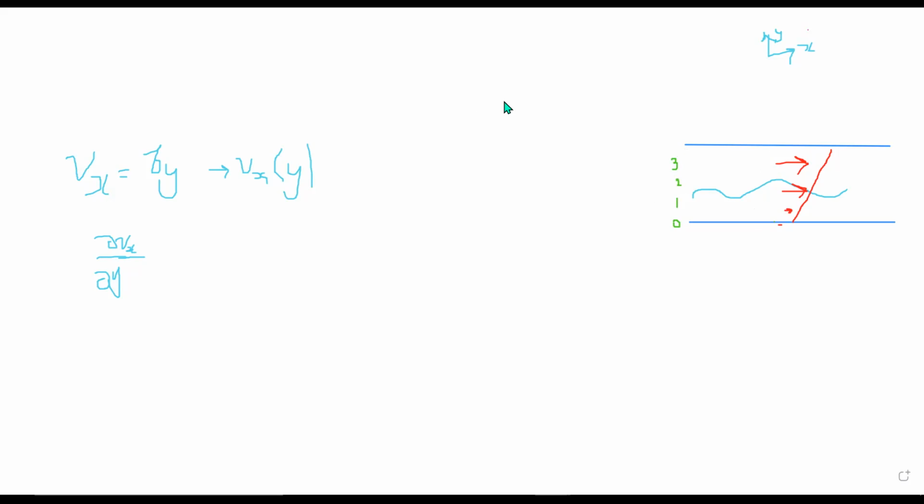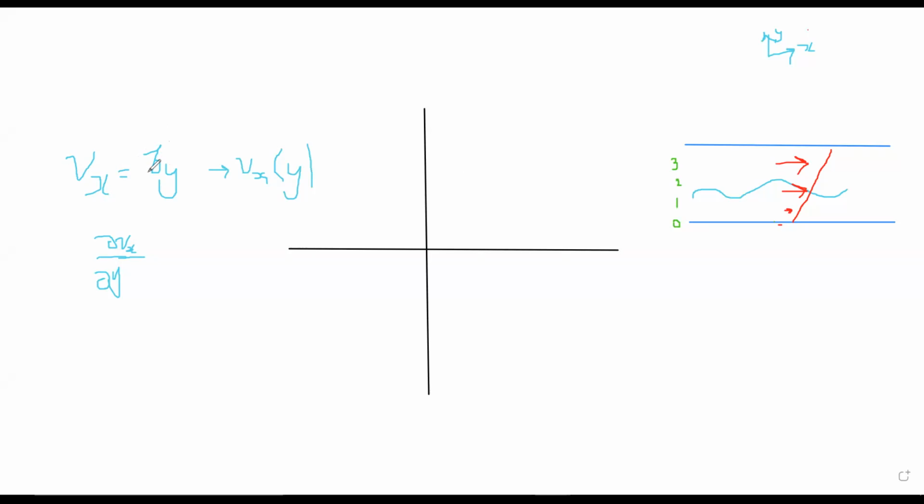So representing this now on an XY diagram is something like this. Here's our coordinate system. Now, for positive values of y, Vx would also be positive, right? So if y was equal to 3, Vx would equal 3b.